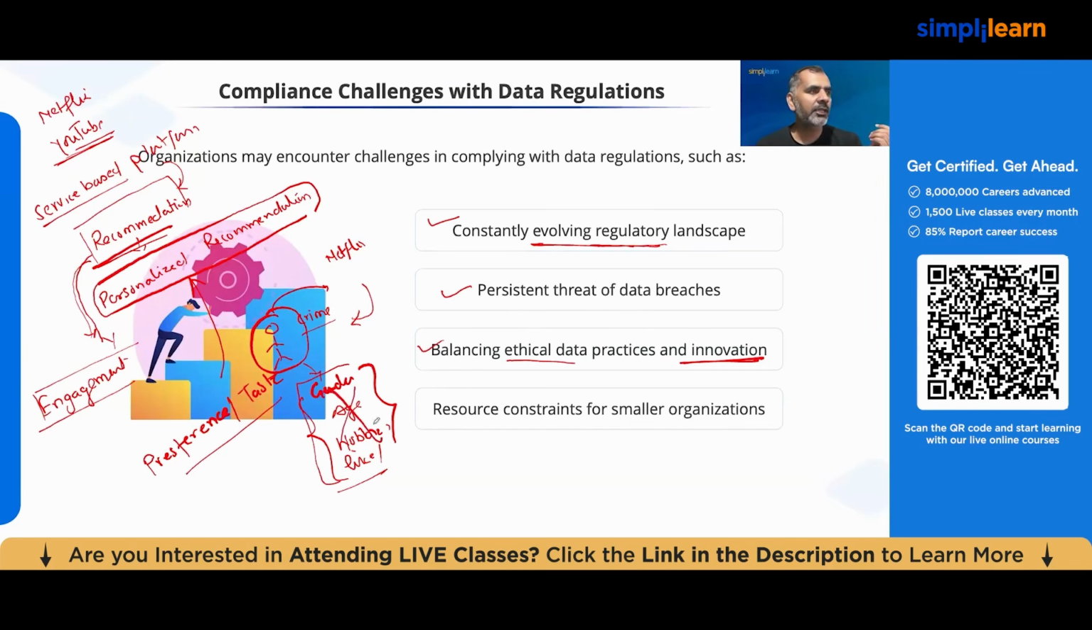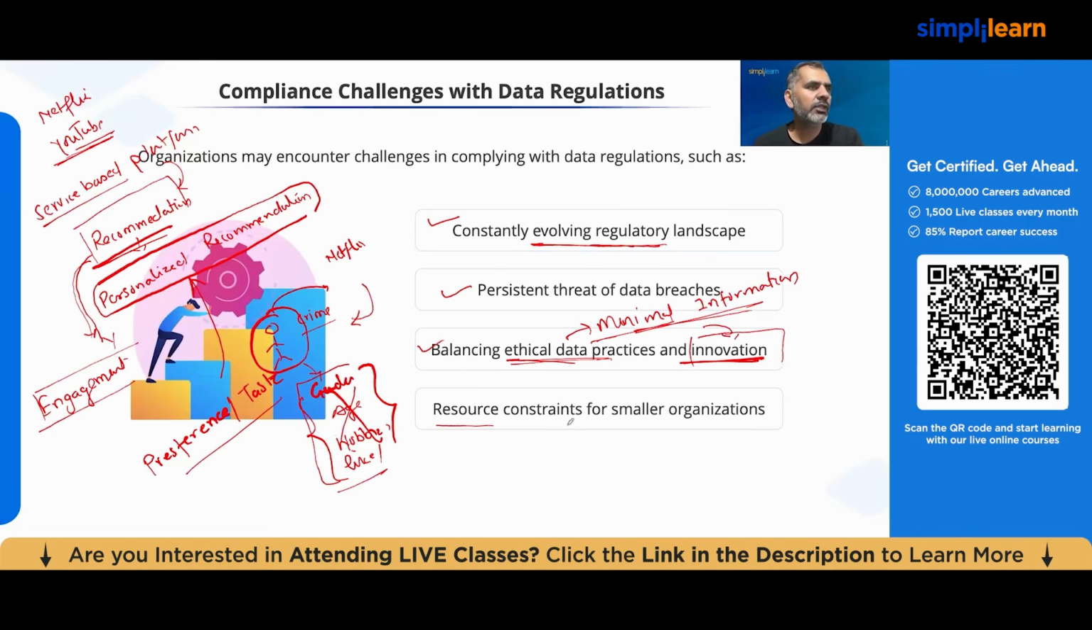But if you do not collect that information, you might lack a more personalized recommendation. That means you might lack innovation. So it's a balance between ethical data practices and innovation. Ethical data practices say you have to collect minimum information, isn't it? But when you collect minimum information, you might lack in innovation. So that's where we have to set the balance between them.